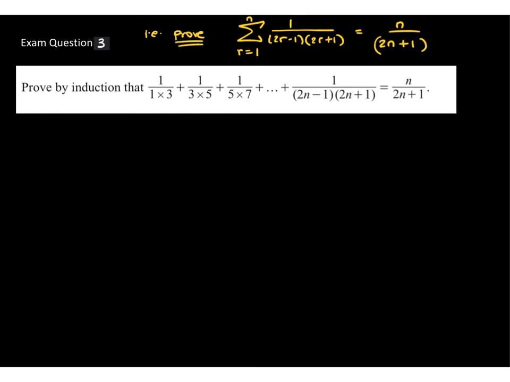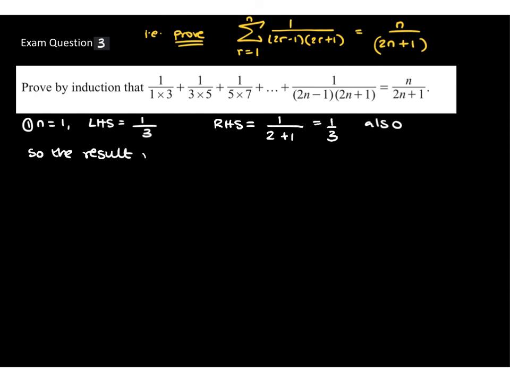So let's start off by looking at what happens when n equals 1. Now the left-hand side will consist of one single term, 1 over 3, and the right-hand side will be 1 over 2 times 1 plus 1, which is also equal to a third. So the result is true for n equal to 1.